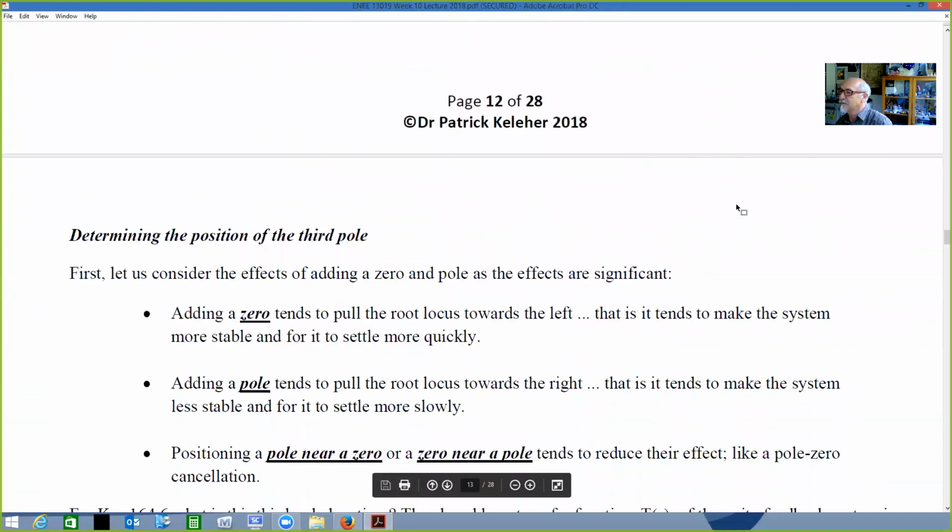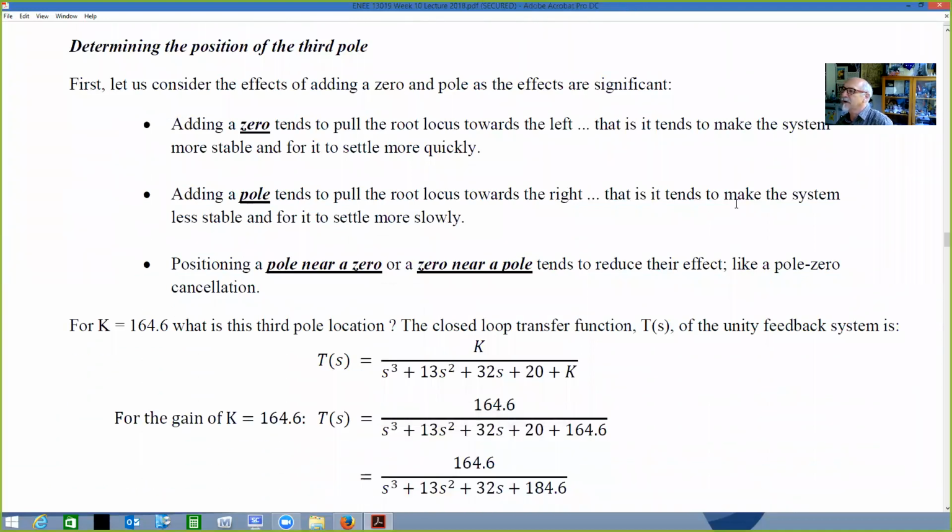The technique is important. So the next part of the process is that we need to determine the position of the third pole. First of all, let's consider the effects of adding a pole and a 0, because those effects are quite significant. Now, we may mention beforehand that adding a 0 tends to pull the root locus towards the left. So that is, it tends to make the system more stable, and therefore the settling time is far less, so it settles much more quickly.